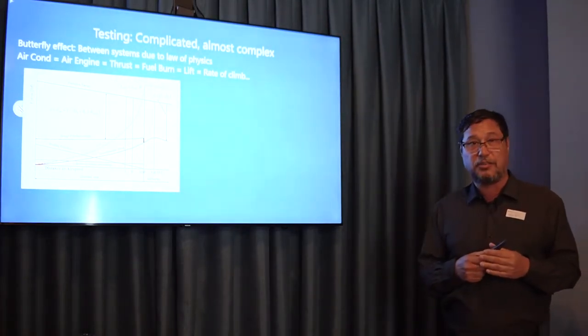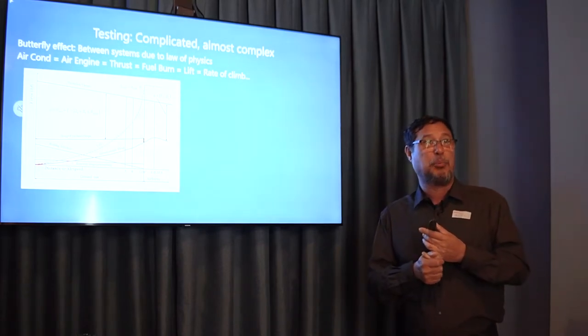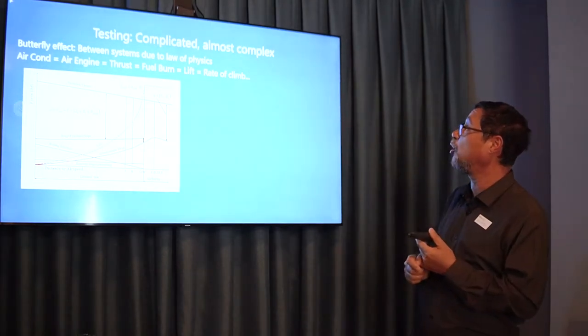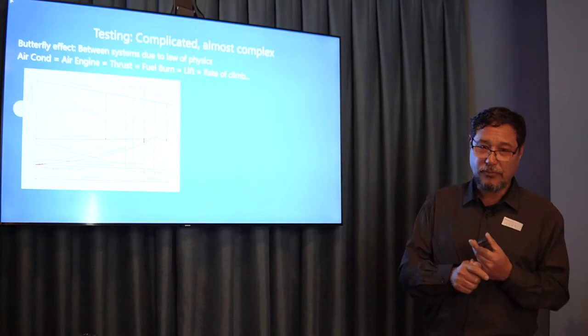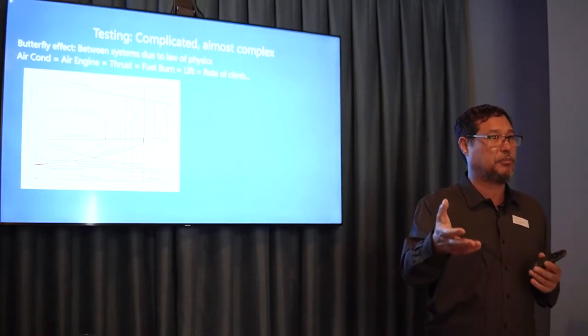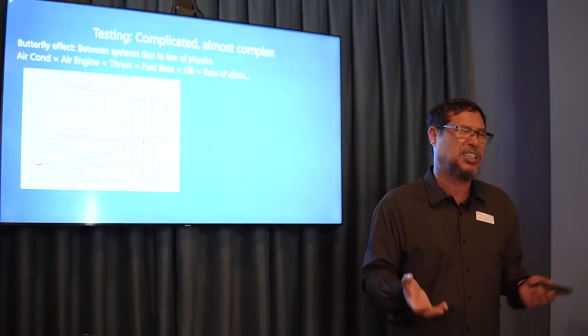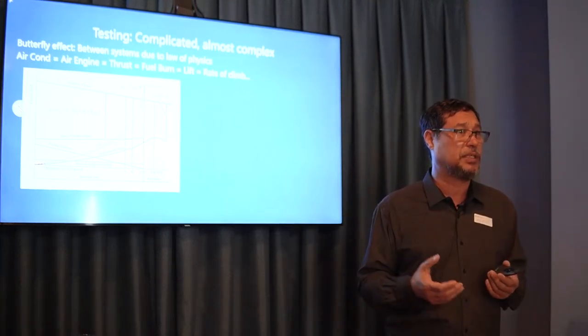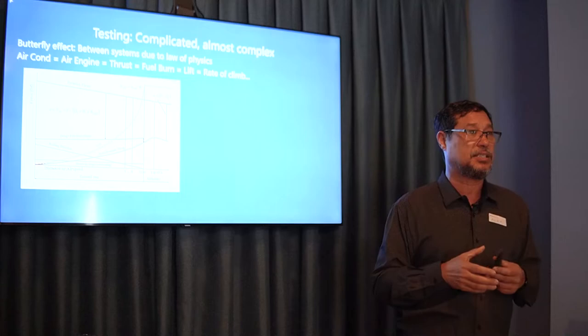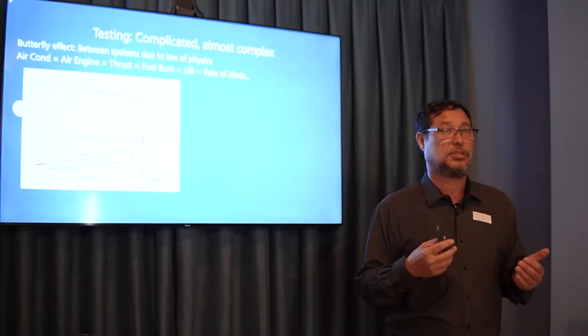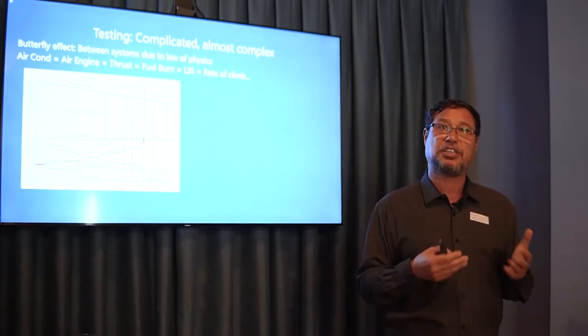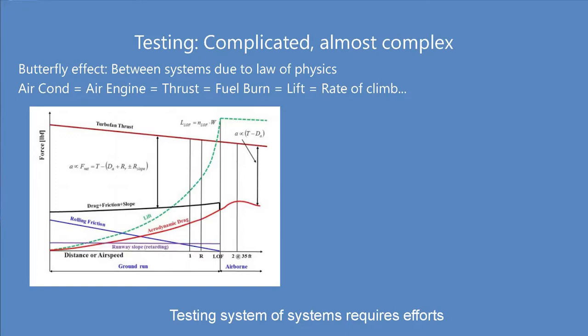So we spoke about things like complicated versus complex, and why we walk away from things which are complex, because we don't understand them. Usability is hard to define. Just to give you an example, these are the forces in effect when an aircraft takes off. So you see there are curves everywhere.